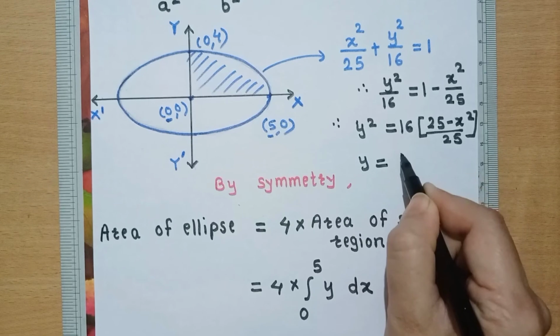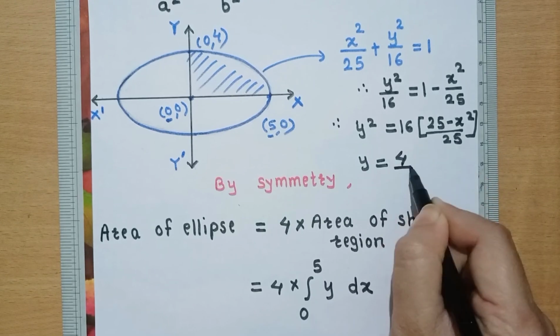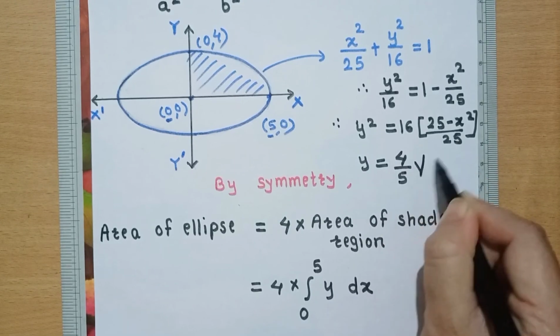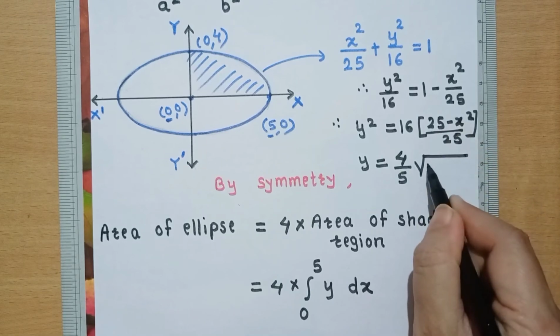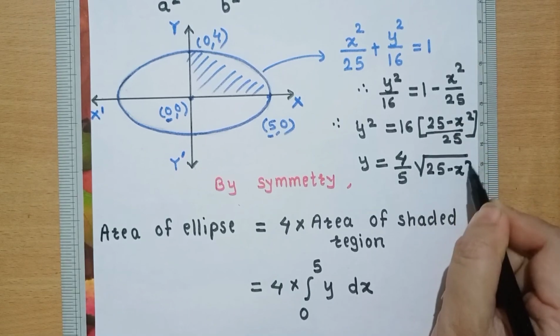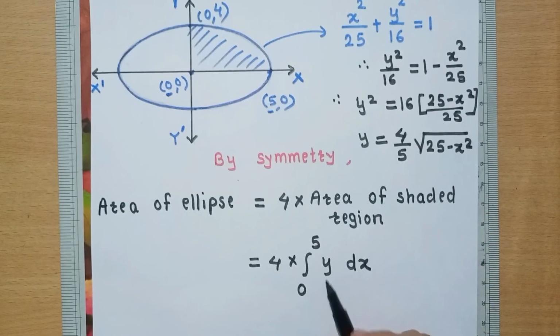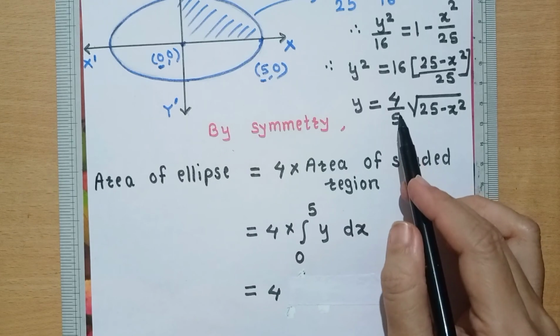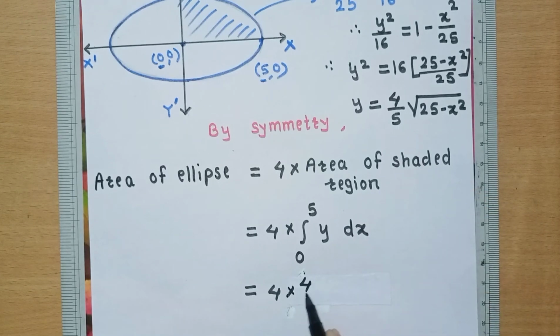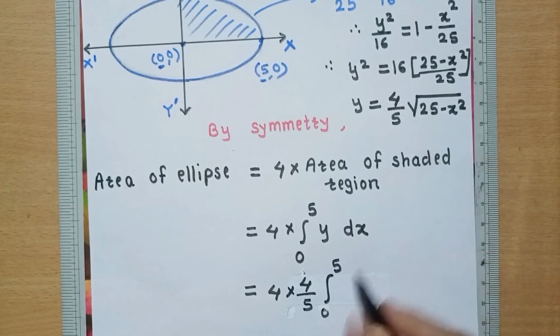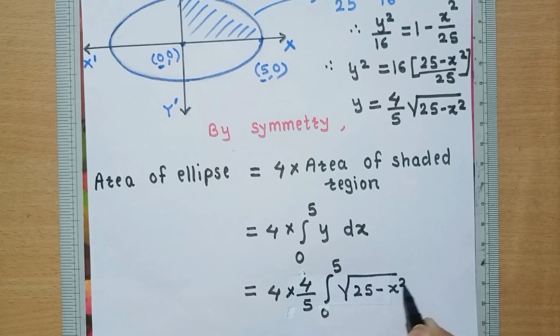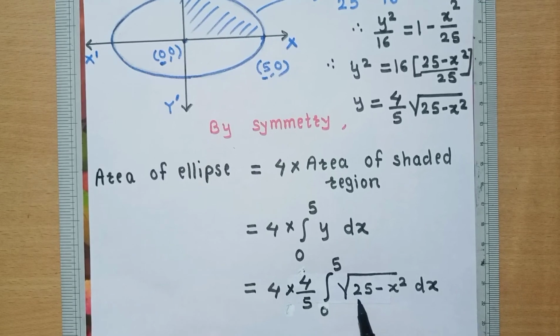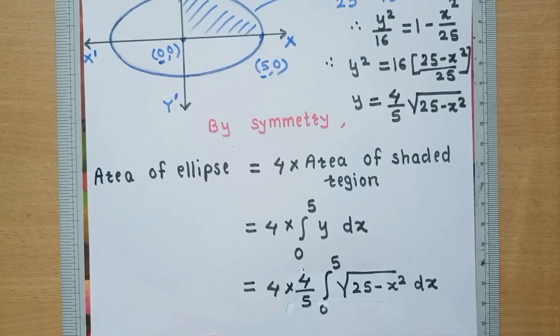Taking the square root on both sides, y is equal to the square root of 16, which is 4, over the square root of 25, which is 5, times the root of 25 minus x square. We will substitute this instead of y, but first we will take this constant outside. So here 4 upon 5, then the integration from 0 to 5 of the root of 25 minus x square dx. And here we will use the root of a square minus x square formula.